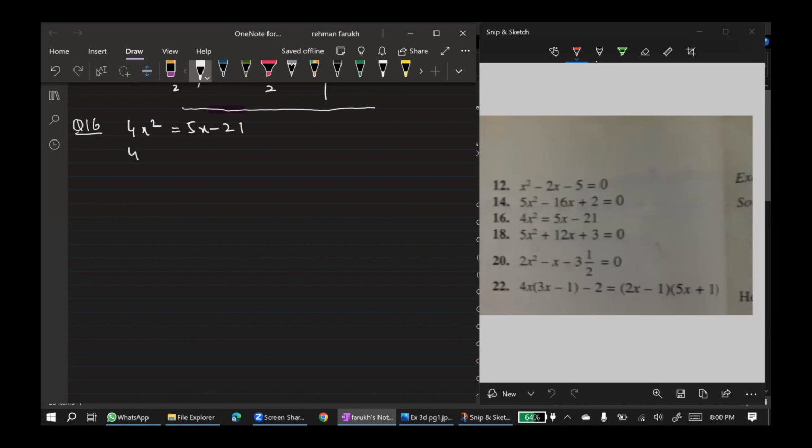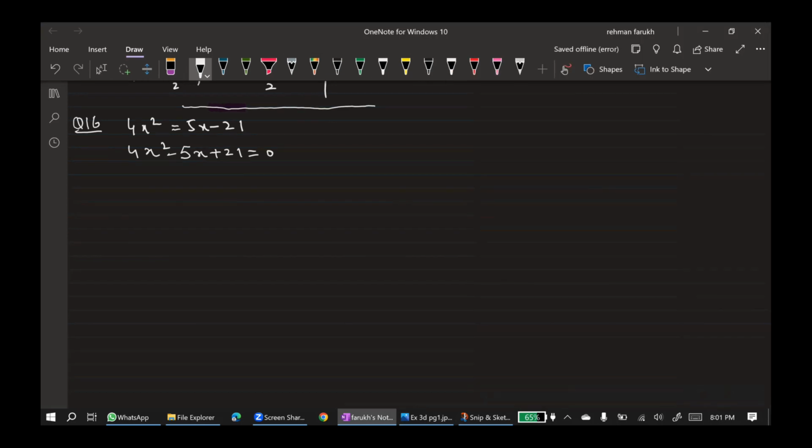First of all, we will convert this equation into standard form, that is ax square plus bx plus c. So I will shift the terms on the right hand side to the left hand side: 4x square minus 5x plus 21 is equal to 0. Now I will compare this one with ax square plus bx plus c is equal to 0. Here, after comparison, we came to know that a is equal to 4, b is equal to minus 5, and c is equal to 21.